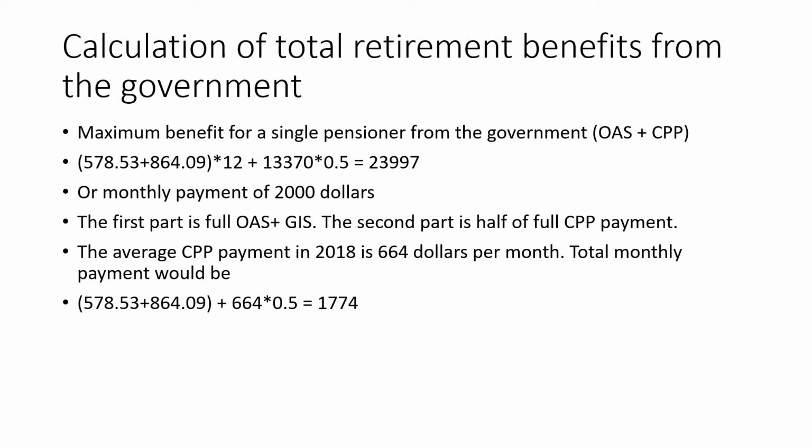So the first part is for OAS plus GIS. The second part is half of the full CPP payment. The average CPP payment in 2018 is $664 per month. So this is much lower than the maximum amount. The total monthly payment would be $1,700.